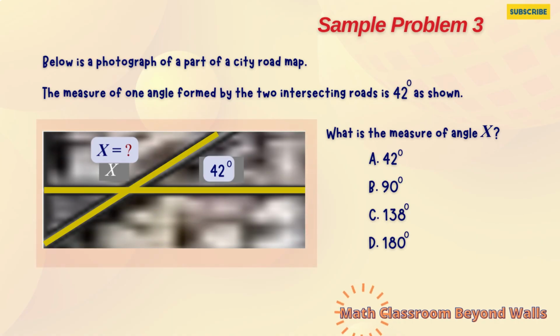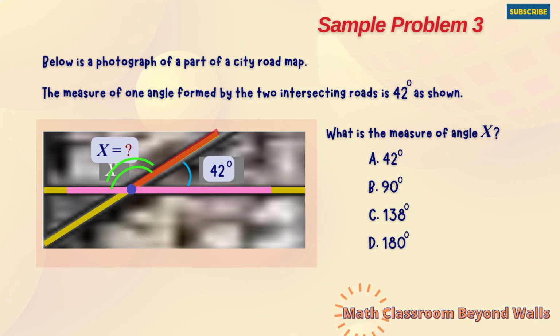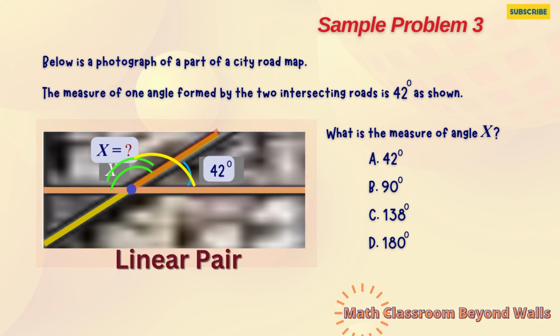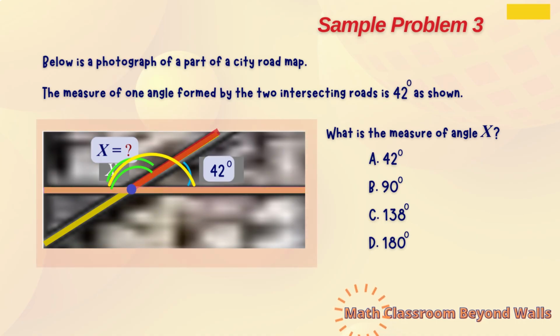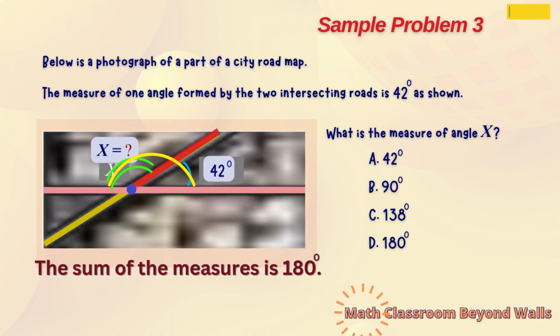Look at the photograph of the intersecting road, learners. What can you say about the angle with the given measure of 42 degrees and angle X? You're correct. The two angles share a common side and the non-common sides form a line. What do we call this type of angle pair again? You're right, a linear pair. Now, what is true about the sum of the angles in a linear pair? You're right again, the sum of their measure is 180 degrees.